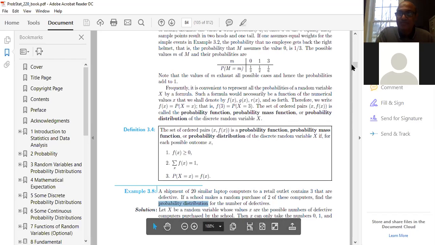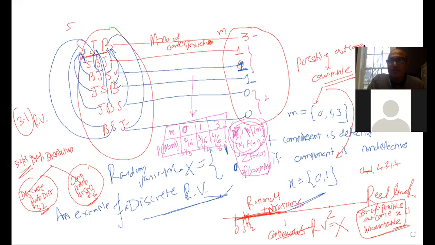Let me again share my whiteboard. Let me save this part. Save, and let me clear this one. Okay.